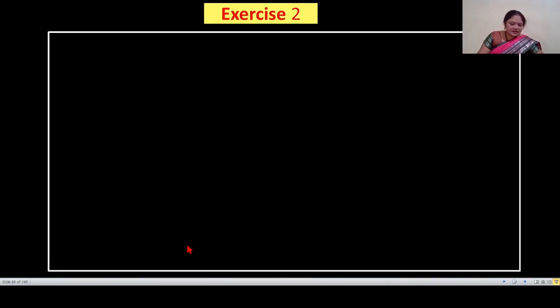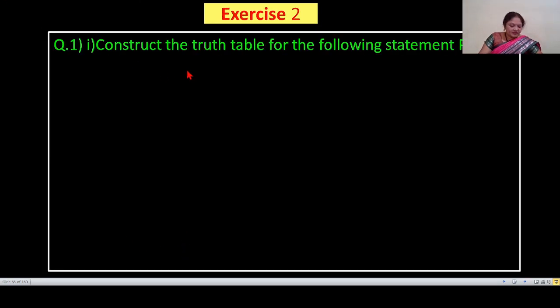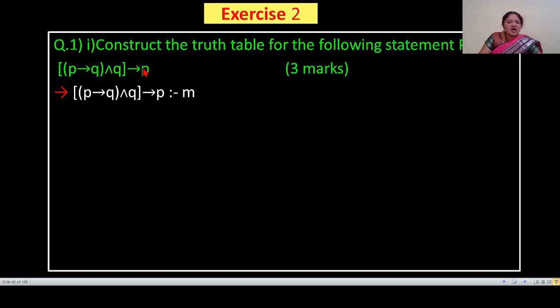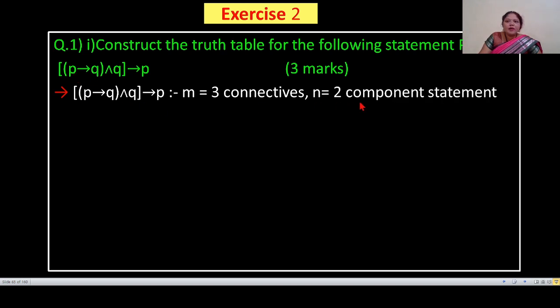Now let us do examples on exercise second. Construct the truth table for the following statement pattern. This type of example can be asked for 3 marks. First example, P implies Q and Q implies P. Here implication, conjunction, implication are 3 connectives. P, Q are 2 main component statements. N equal to 2 component statements.